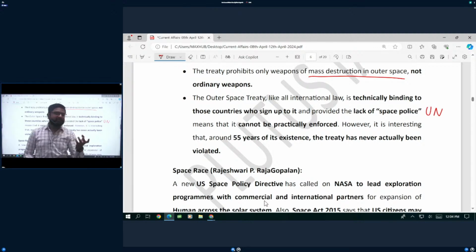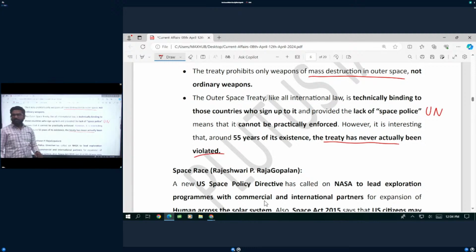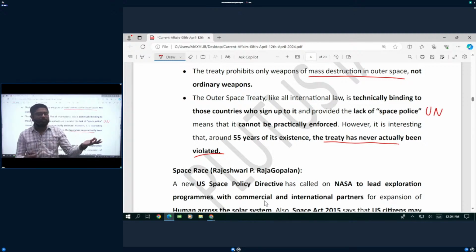Otherwise you could claim anything. So usually countries, that is why I have written the point here, it has never been violated so far. Even though the UN enforces this treaty, it has not been violated till now. There have been some cases where China shot down its own satellite, and we shot down our own satellite, just to test anti-satellite missiles. Leaving those one or two incidents, generally this treaty has not been violated. Clear? So please remember the provisions of the treaty, and most important, remember the loopholes.